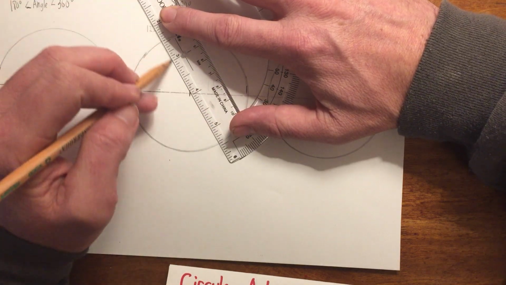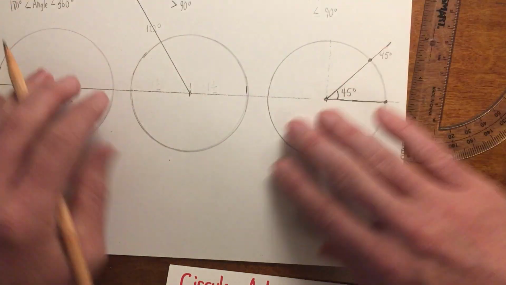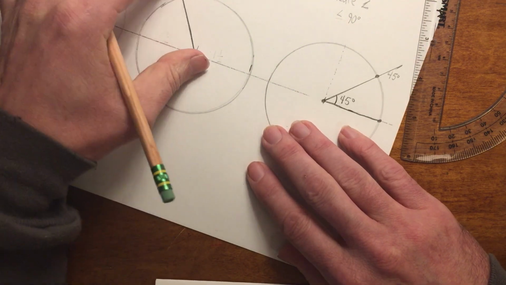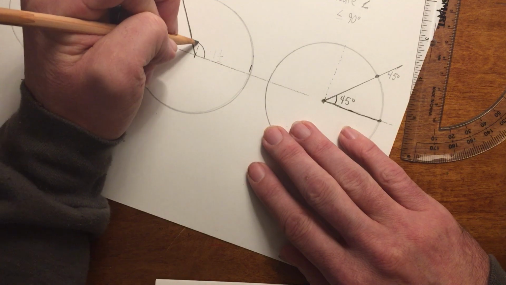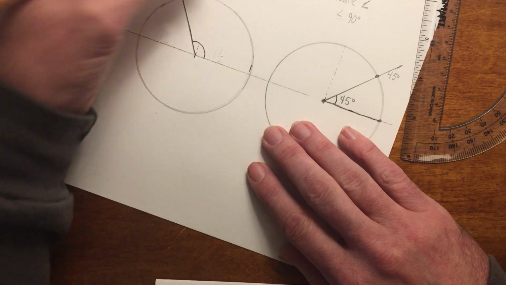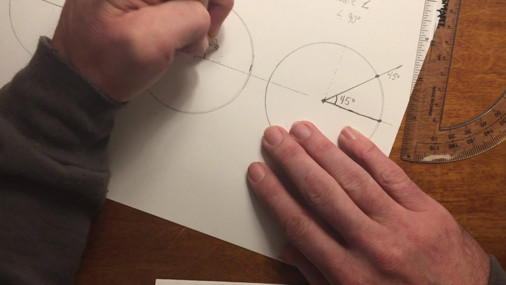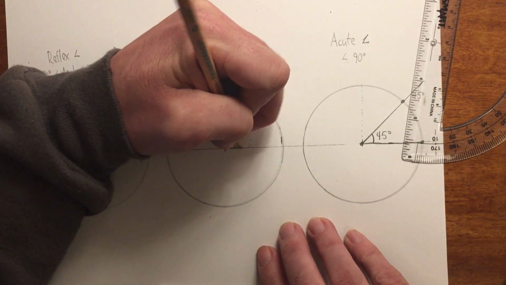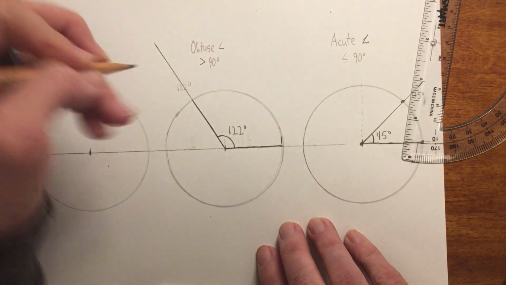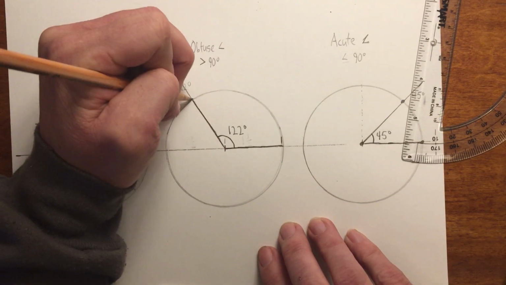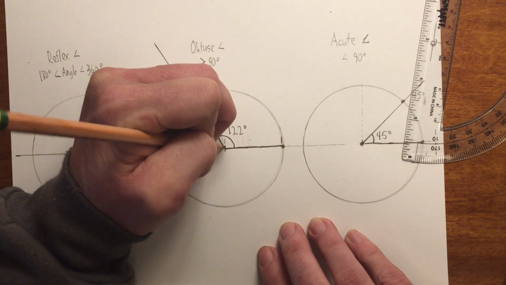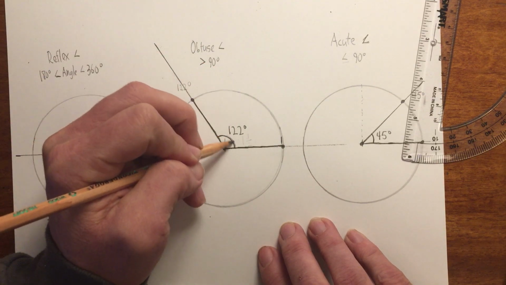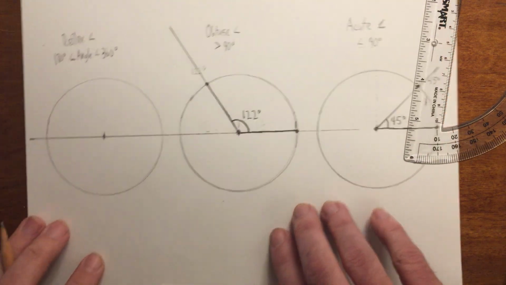And what do we got? Okay, so let's focus on what we have here. No matter how far out I am from the center, I still have an angle that measures 122 degrees. Okay, so we're concentrating on this line and this line, the points that go through it. The measure on the protractor is 122 degrees.